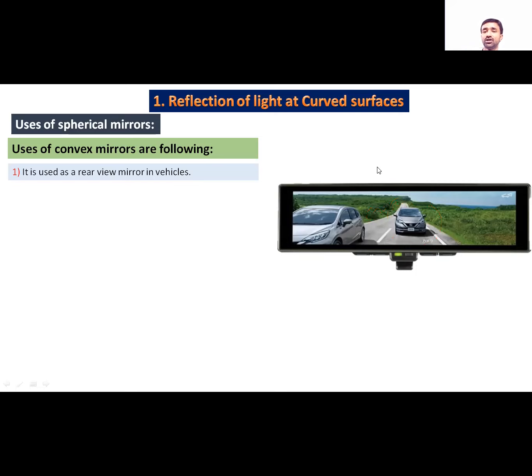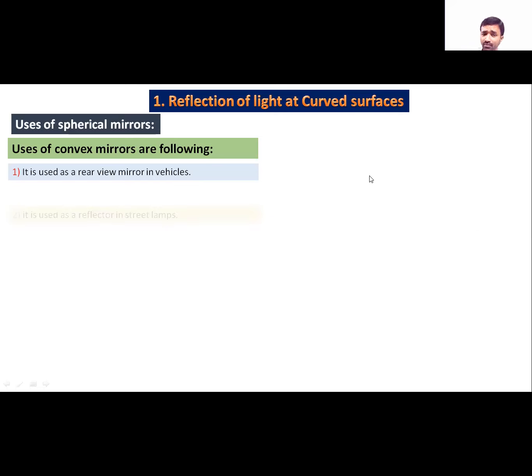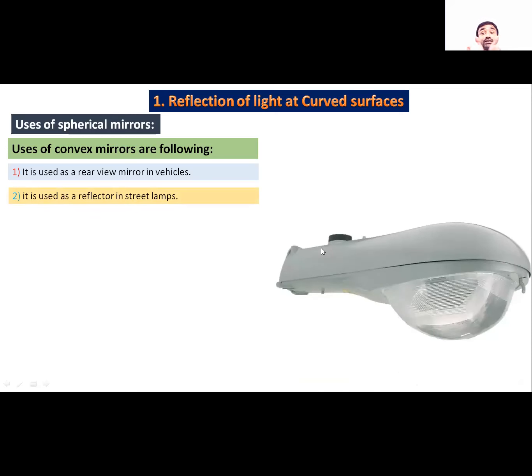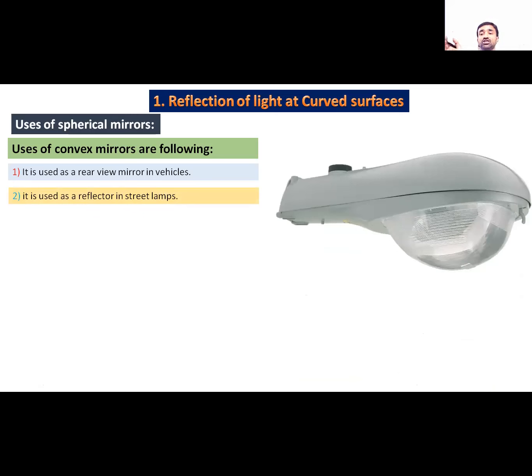Diminished virtual image. The next use is as a reflector in street lamps. In street lamps, they arrange the convex mirror to spread the light out into the surroundings. It diverges the light rays, so we can use it in street lamps.